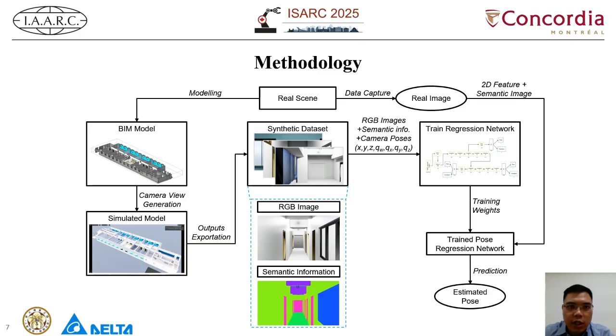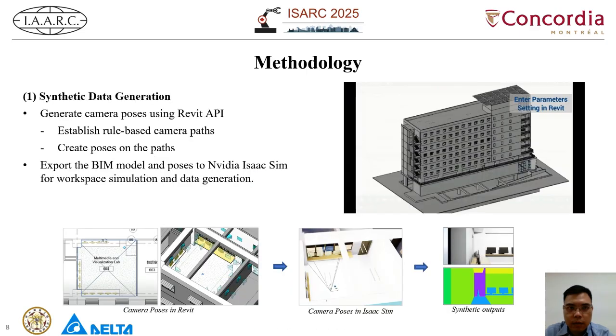This framework illustrates our image localization pipeline, starting with a BIM model, which is used to generate camera views and simulate a virtual environment. From this, we create a synthetic dataset containing RGB images, semantic maps, and corresponding 6DOF camera poses. These outputs are then used to train the CNN that learns to estimate camera poses. Meanwhile, real-world images captured from the actual scenes are processed in the same way, combining visual and semantic features. During inference, the trained model takes a real image, predicts its camera pose, and aligns it within the BIM environment.